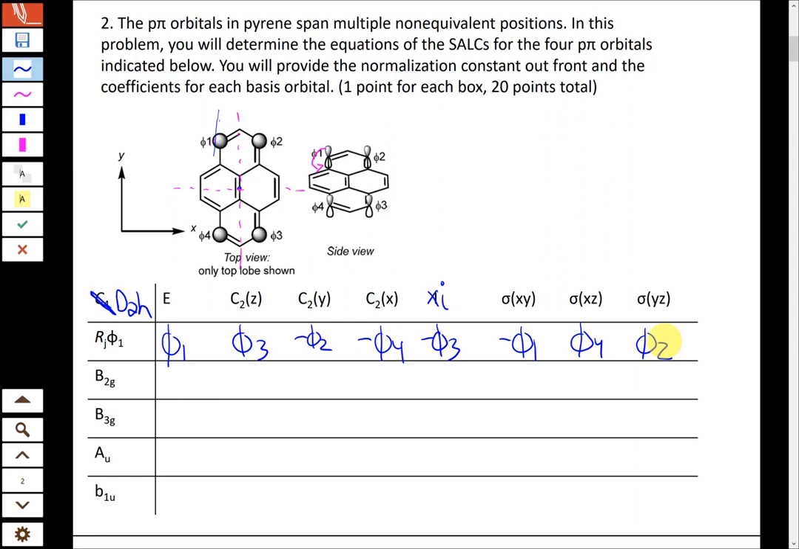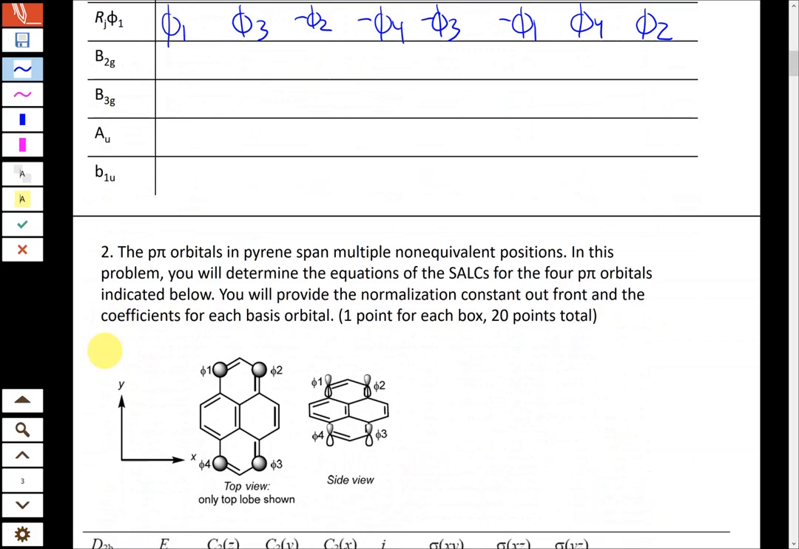And then again, the next step is going to be to get the equations for the SALCs. We're going to multiply this result up here by the characters for those 4 representations that we have for the pi orbital, which I gave you the representation. We didn't have to figure out what the representations were. That was supplied on the exam. So we need the character table to do that.